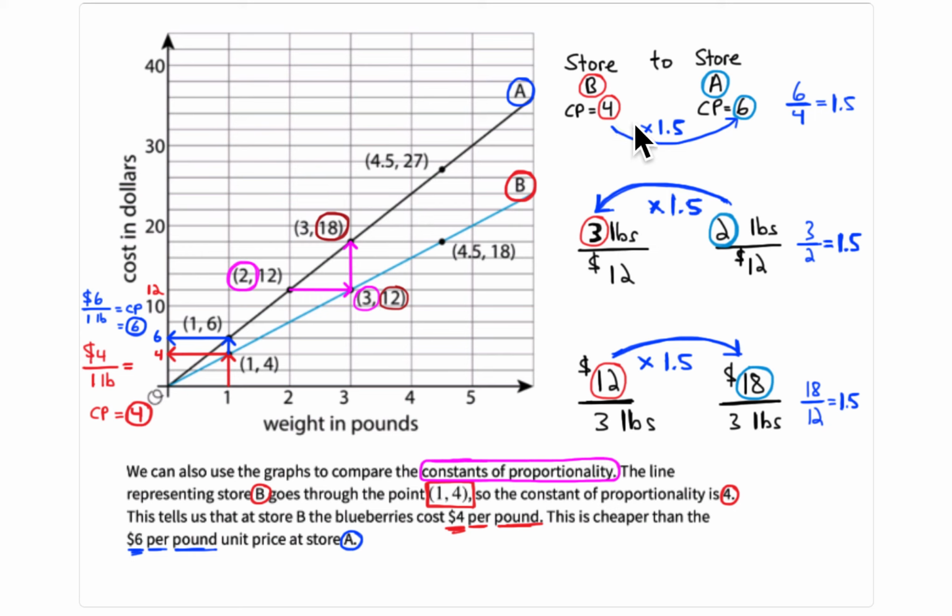So for the constants of proportionality, compare the 6 to the 4. 6 is 1.5 times more. Same amount of money, 3 pounds compared to 2 pounds. 3 is 1.5 times more than 2. Same number of pounds, $12 compared to $18. $18 is 1.5 times more. So for the same number of pounds, once again, you spend 1.5 times more money. For the same amount of money, you get 1.5 times more pounds. And the concept of proportionality is comparing the money, $4 compared to $6 for just 1 pound of blueberries.